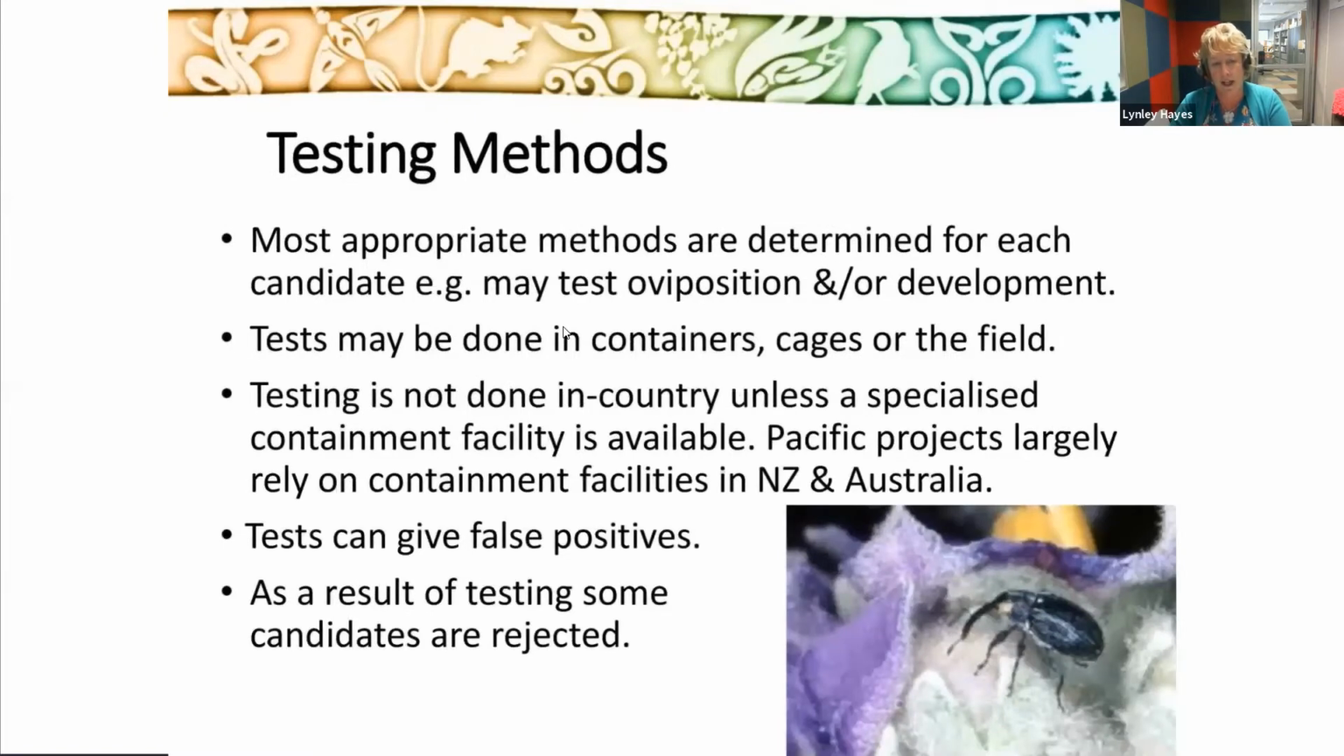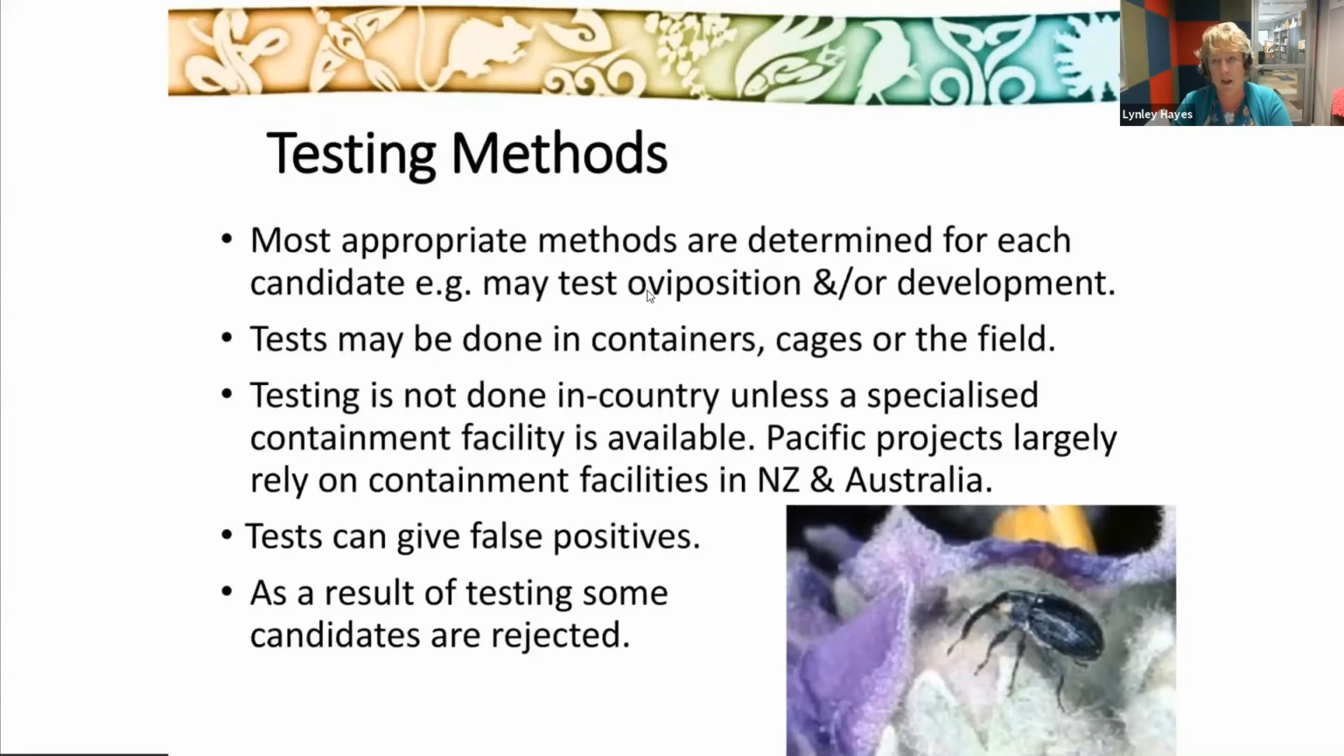And to do the testing, we have to figure out for each agent what is the most appropriate thing. So we have tests which may just be oviposition, or egg laying. If an adult will never lay eggs on another plant, there's no need to test whether a larva could feed on that plant, because the eggs will never be laid on it. But often what we will need to do is to test, can they actually develop?